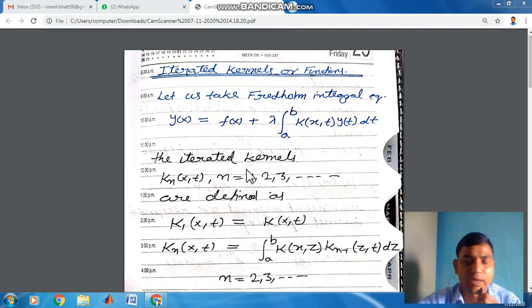The process for finding the iterative kernel is as follows. The first kernel is k1 of x comma t equal to k of x comma t. It means the same kernel is the first kernel. For finding the second, third and nth kernel, we use kn of x comma t equal to the integral from a to b of k of x comma z times k(n minus 1) of z comma t dz, for n equal to 2, 3, 4 and so on.